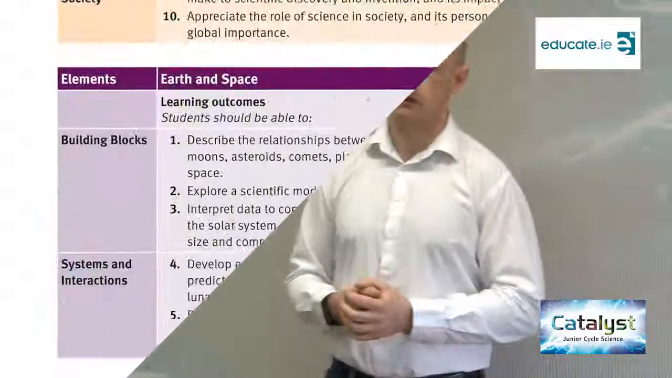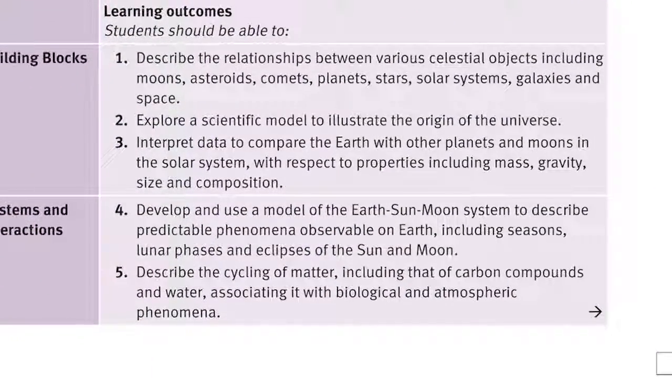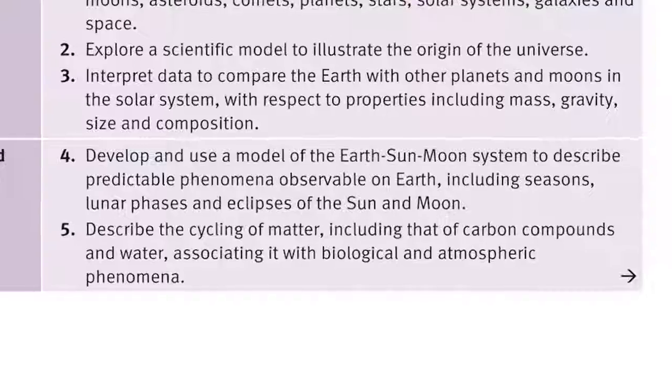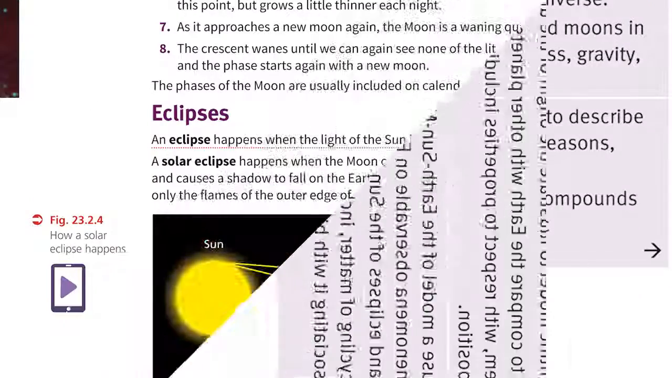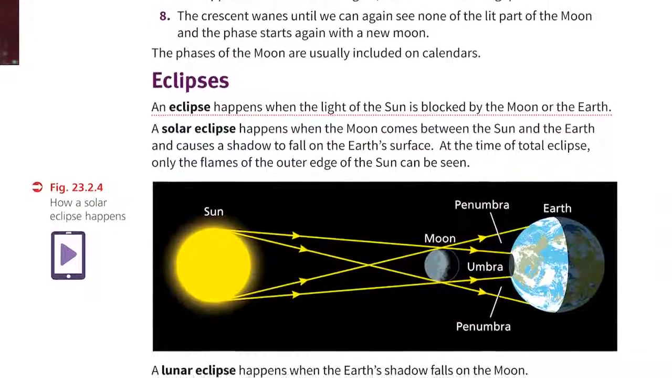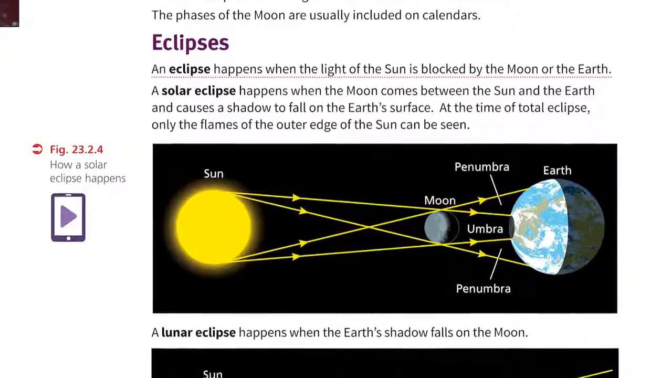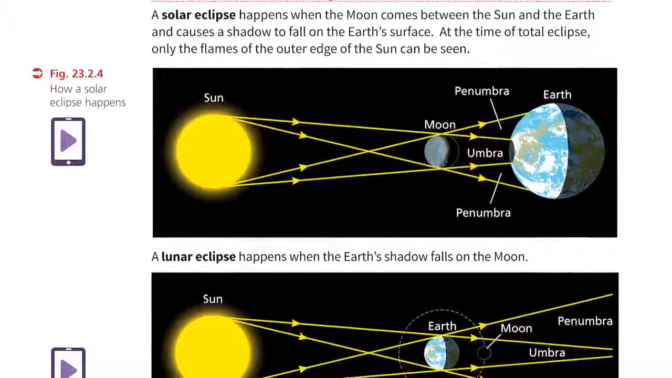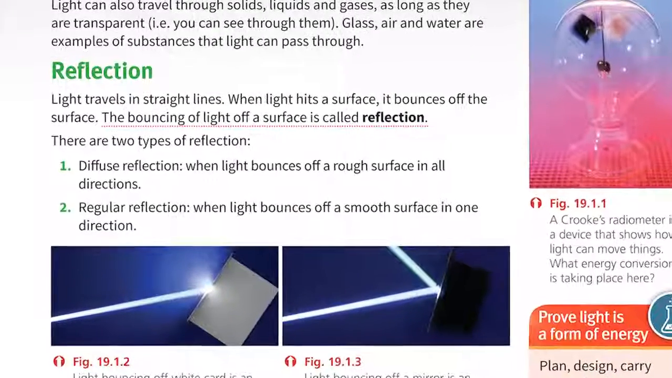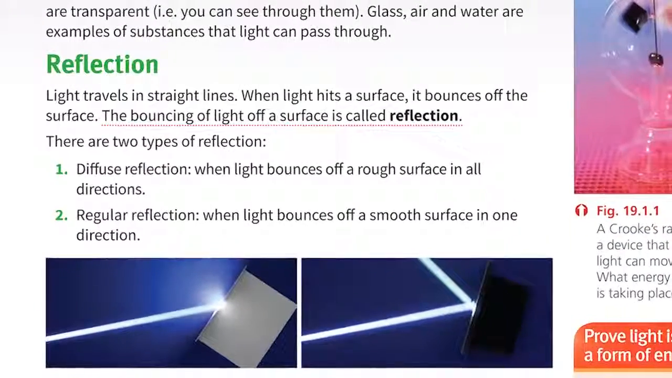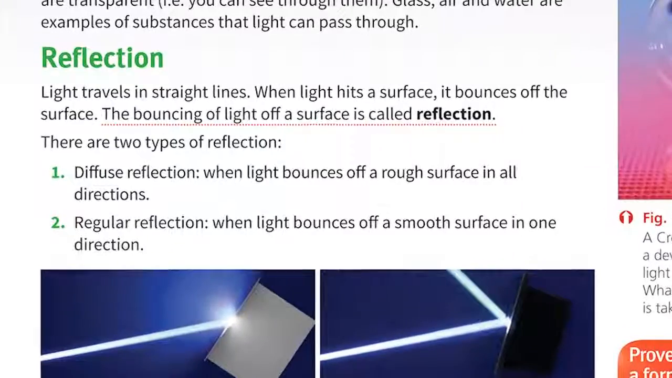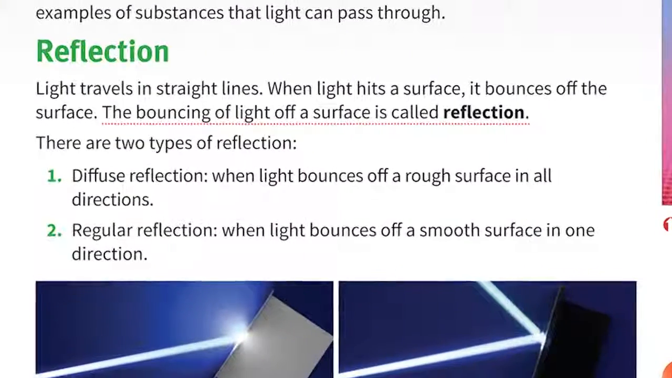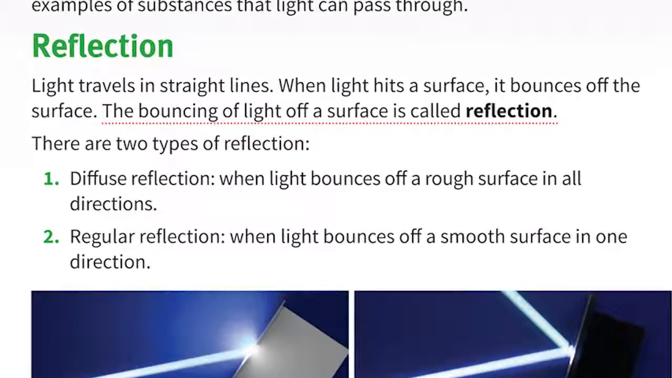Our rationale for including the topic of light was informed by Learning Outcome 4 from the Earth and Space strand, which requires students to develop and use a model of the Earth-Sun-Moon system to describe predictable phenomena observable on Earth, including lunar phases and eclipses of the Sun and Moon. We believe it's reasonable to assume that if you're teaching students about eclipses, then this topic would need to be foregrounded by initially helping students to learn and understand that light travels in straight lines.